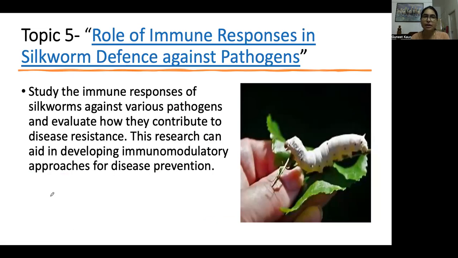Okay, coming to our fifth topic, that is role of immune response in silkworm defense against pathogens. Please understand this role of immune response. Every organism in this world has developed its own immunity to fight against diseases. So you can even choose some specific common pathogens that affect the silkworm, and then we can see how the whole mechanism of the immune system works in the silkworm's body.